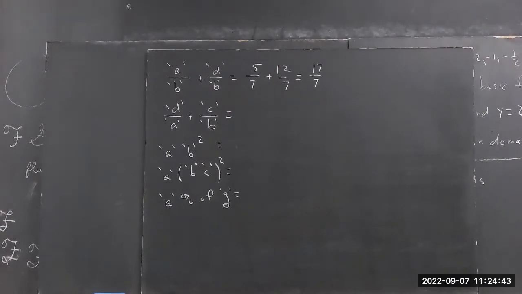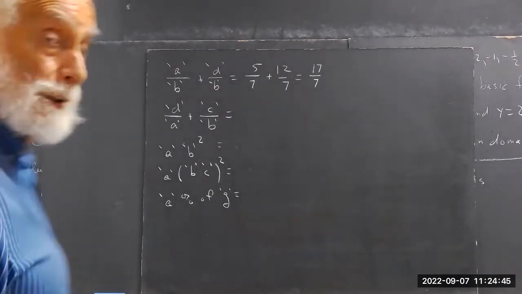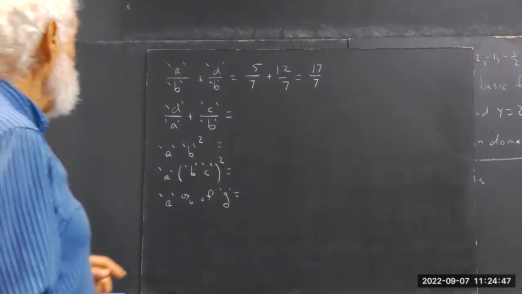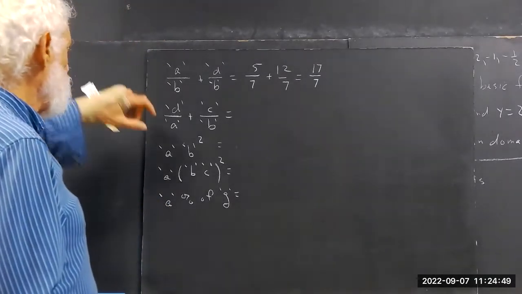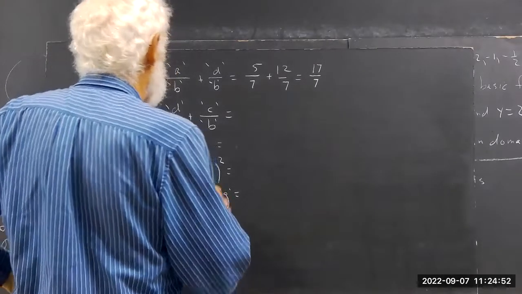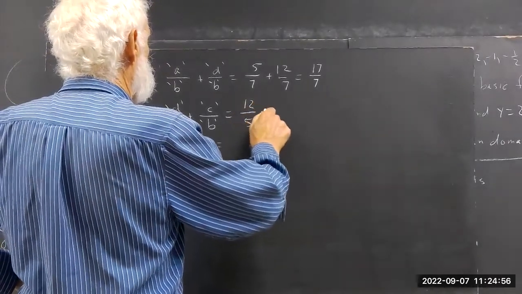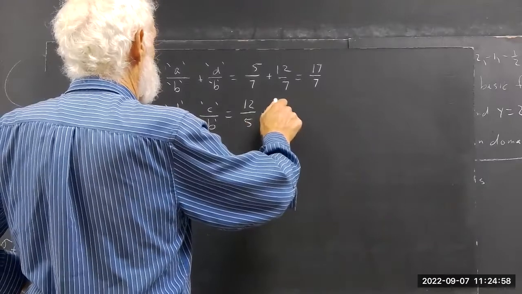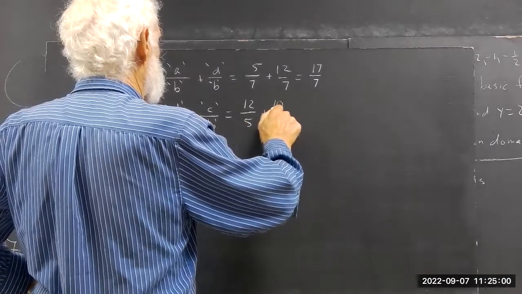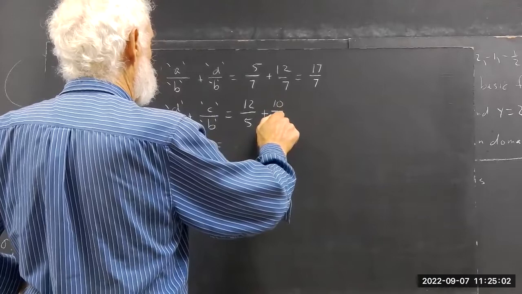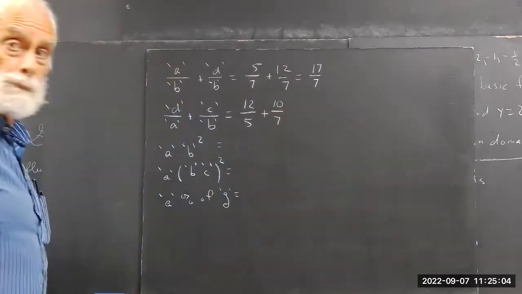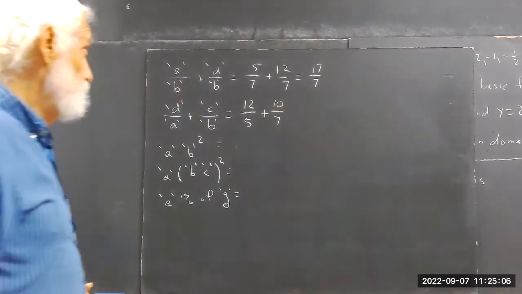Need to change that angle so I can make sure we're still in focus. Okay. Okay, so here we have something a little bit different, but let's say we've got 12 over 5 plus 10 over 7.